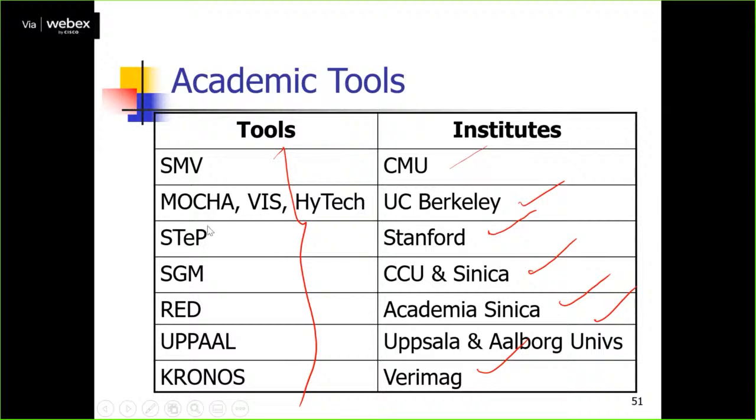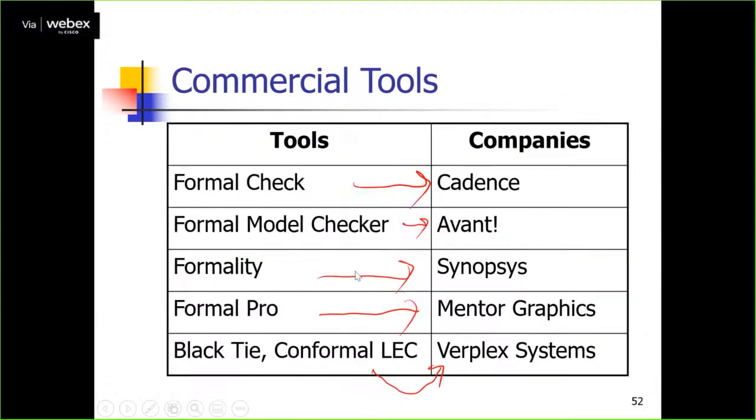We have SFME, Mocha, WIS, Hightech, STEP, SGM, RED, APAL, and Kornos. Some of them are open source and some are non-open source. These were developed by CMU, UC Berkeley, Stanford, Academia Sinica, Uppsala, Aalborg universities, and Verimag. For formal checking, communication tools normally utilize Cadence at companies.